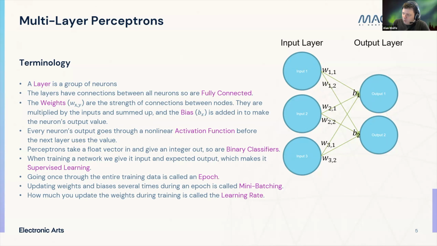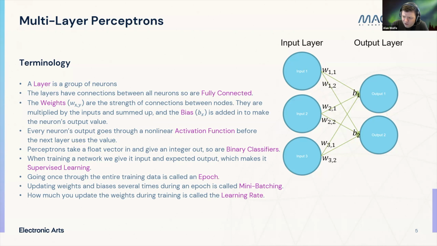Before actually using that output value, you put it through an activation function, which is just any nonlinear thing, like taking the sign of the value, and then that goes on to the next thing. So perceptrons take a vector of floats in, which is the input neuron values, and give you an integer out. And so they're binary classifiers. What I mean by that is either the outputs are going to be 0s and 1s, or you're going to do something like, say, the largest output is the winner, and that'll be the index, the integer that we're giving as output.